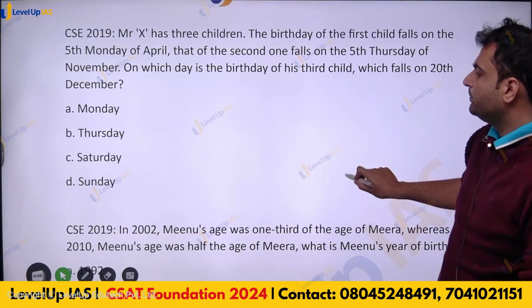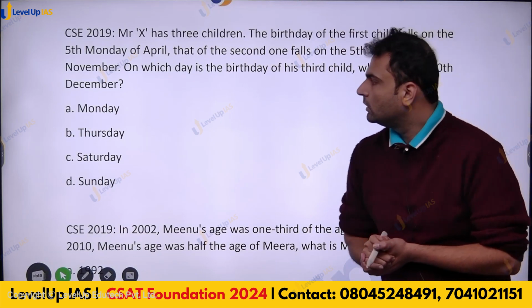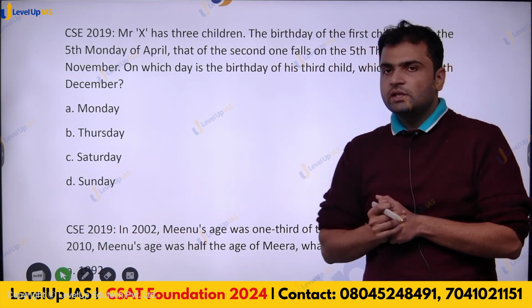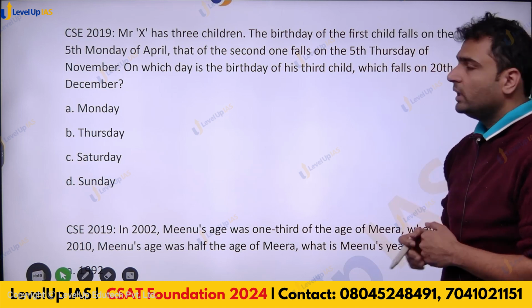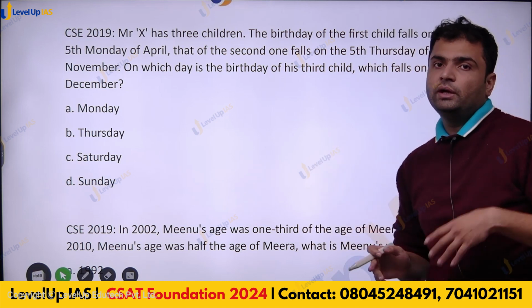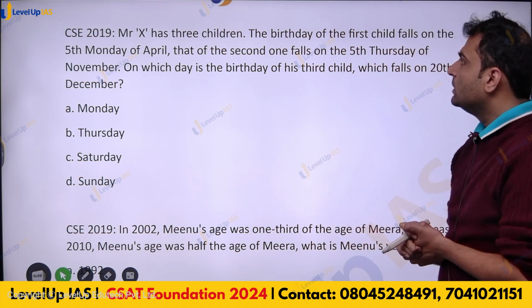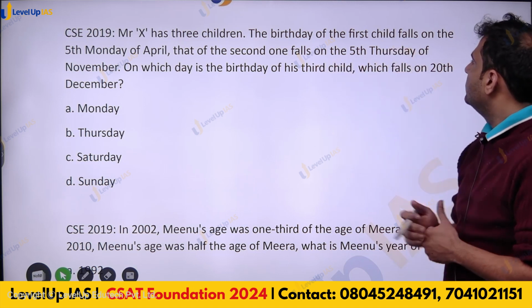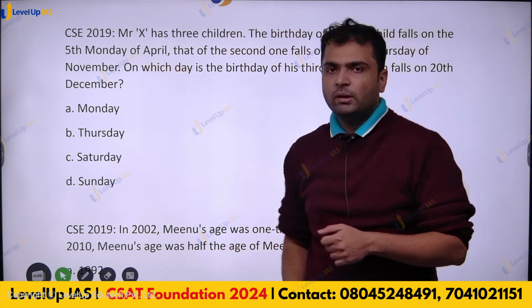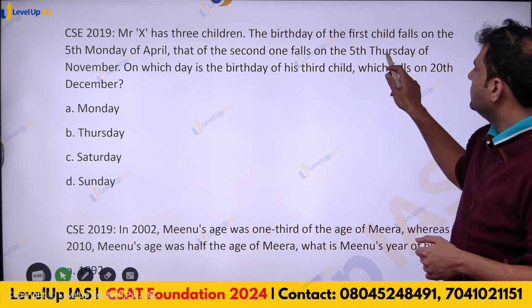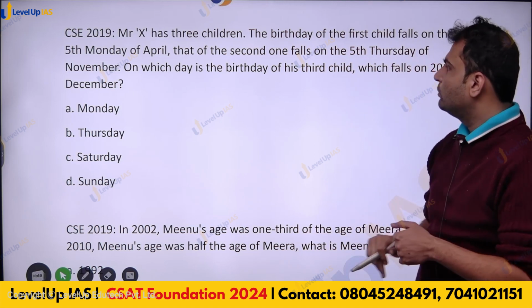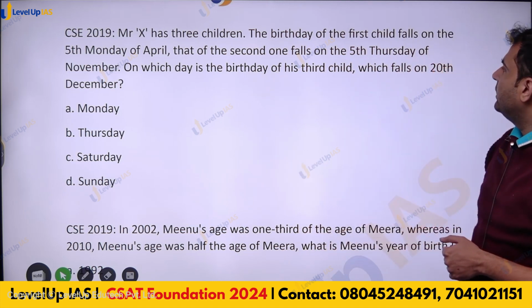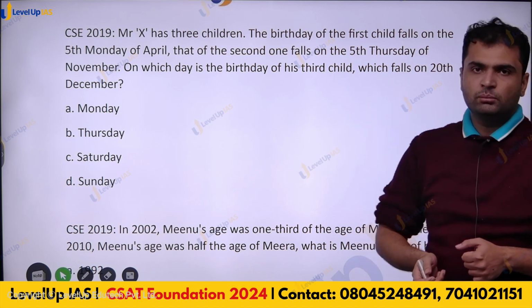Next question. Fine. Mr. X here has 3 children. Now this is a good question, because it really requires you to apply your mind. The birthday of the first child falls on the 5th Monday of April, and the second child's falls on the 5th Thursday of November. The question is, which day is the birthday of the third child, which falls on 20th December?